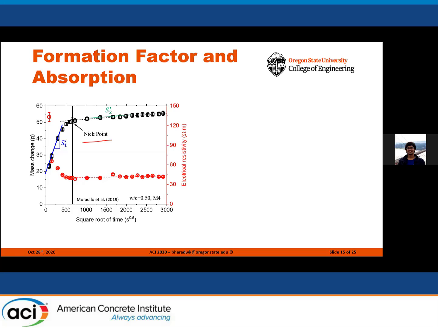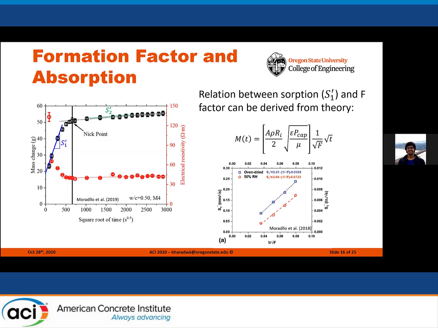The rate of absorption of water in both cases can be related to formation factor from first principles. The equation that I'm showing on the screen is derived from first principles, and it relates the mass of water absorbed over time. We can see that the mass of water absorbed over time is inversely proportional to the square root of the formation factor. This means that the rate of water absorption is also inversely proportional to the square root of the formation factor.